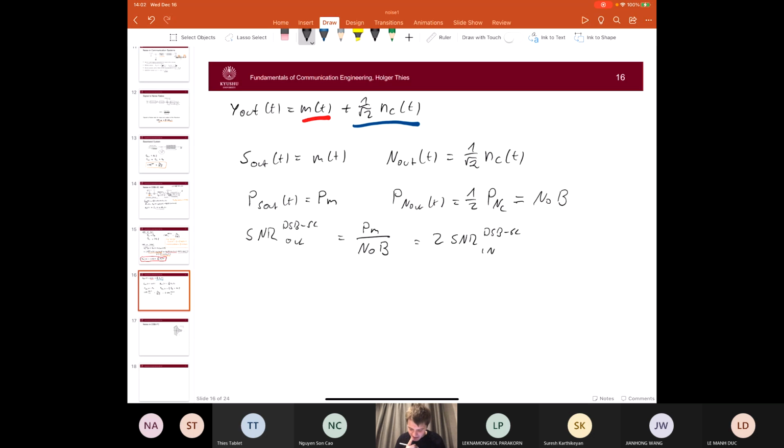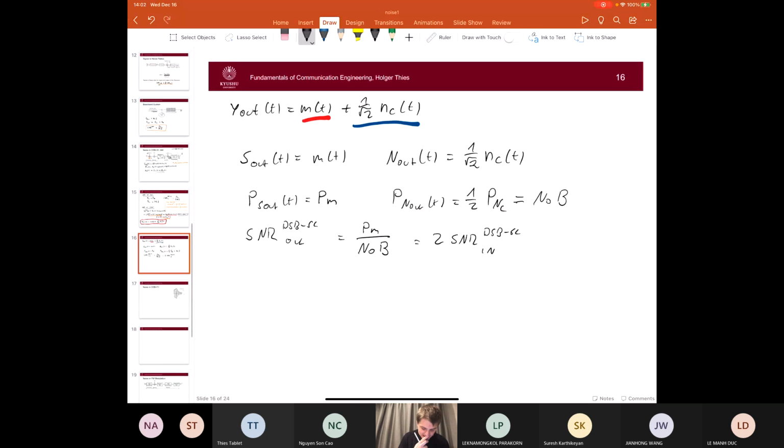So after the receiver, we will improve the signal to noise ratio by a factor of 2 because we filter out all those higher frequencies that have additional noise. So we filter out some noise, so we will improve the signal to noise ratio by a factor of 2.